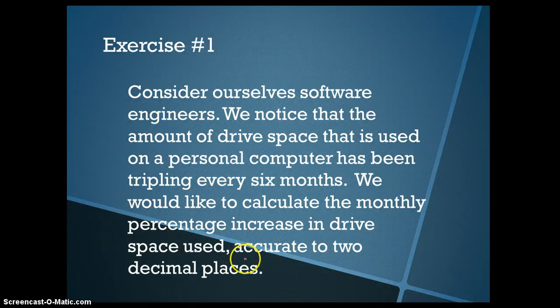Now, let's first read this problem and check where exactly we want to find our information from. So, reading, we notice that it has been tripling. So, from our initial value, we have 3 times that initial value at the end of our time period, where t is 6, and that's taken in months. So now we'd like to calculate the monthly percentage. So we're looking for our rate r, correct?